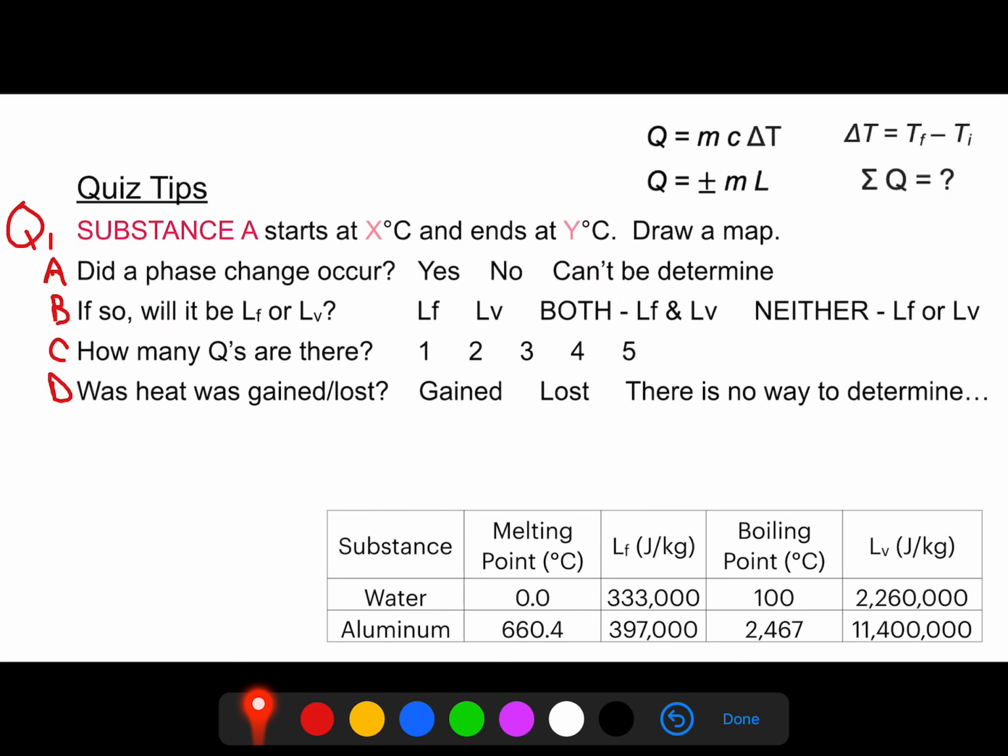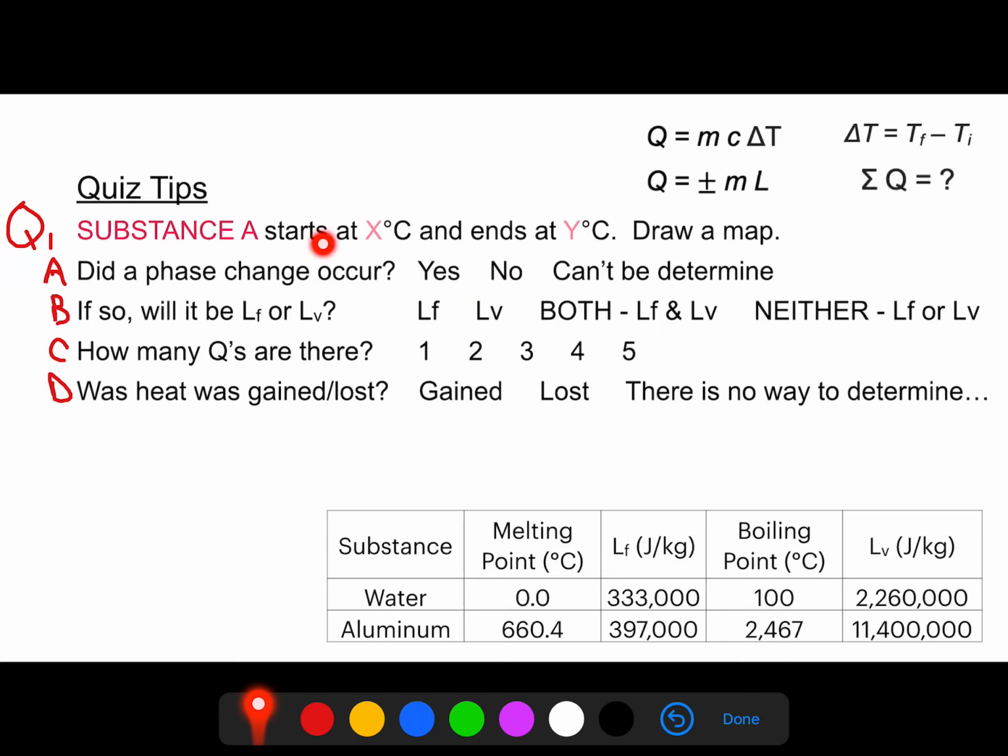Then question one, part B would be: substance A starts at X, ends at Y. Draw a map. Did a phase change occur? If so, will it be latent heat of fusion or vaporization? The options are LF, LV, and notice how I don't have subscripts here because it didn't let me do it in the answers. Or is it both latent heat of fusion and vaporization? The reason why that'd be is it goes through two phase changes, a melting and a boiling, or a condensation and a freezing, one of those. Or if the answer above was that there is no phase change, then it's going to be neither, because there's no latent heat of fusion since there was no phase change. Okay, so that's question 1B.